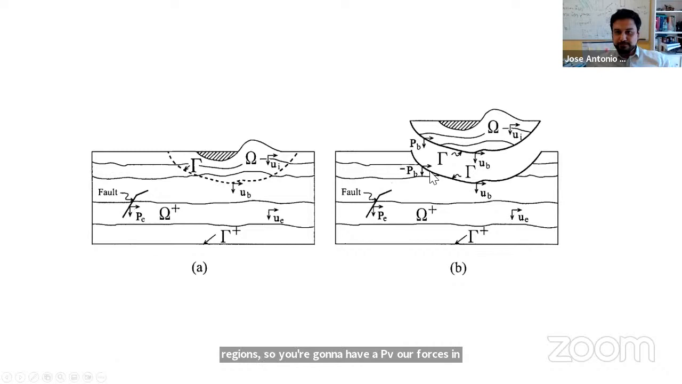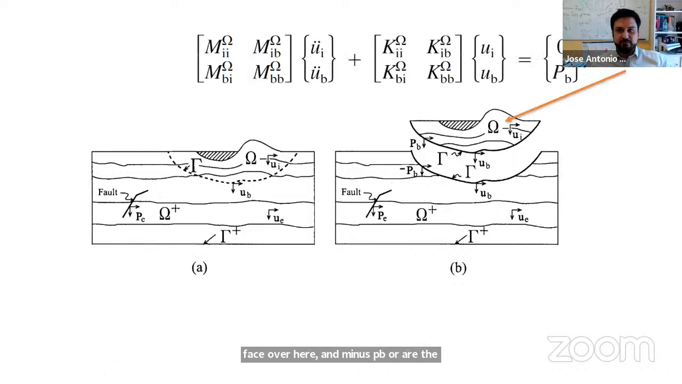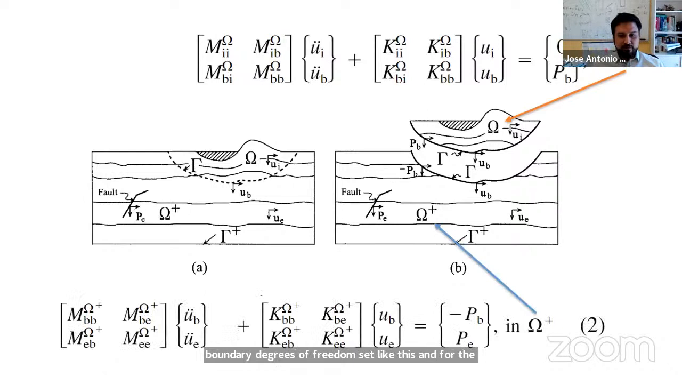So the way this works is if you set up a finite element model, you might see an equation that looks kind of like this for the interior domain, where we have the interior degrees of freedom and the boundary degrees of freedom set like this. And for the exterior domain, we have a similar setup. It's the same equations. The only difference is that you have the boundary forces applied with a negative value here in the other model. And you also have the P sub E, the exterior domain forces. Those come from the fault.